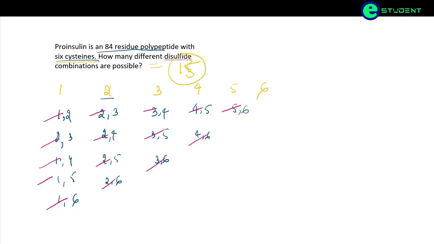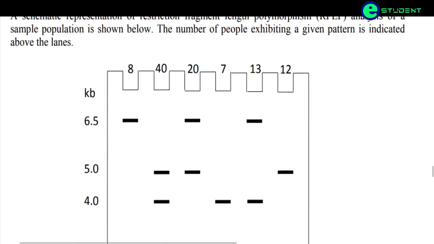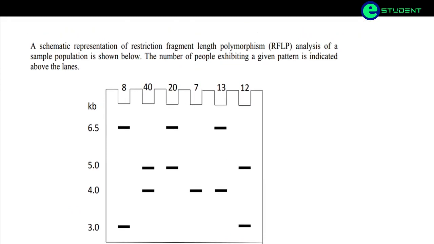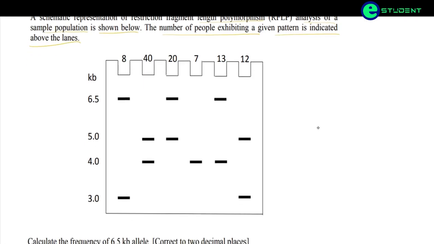Now coming to the next question. A schematic representation of restriction fragment length polymorphism analysis of a sample population is shown below. The number of people exhibiting a given pattern is indicated in the above lanes. So here 8 people are exhibiting these two bands. 40 are exhibiting this band, which is 5.0 and 4.0 kb. 20 are exhibiting this, 7 are exhibiting this, 13 are exhibiting this kb, 12 are exhibiting this kb.